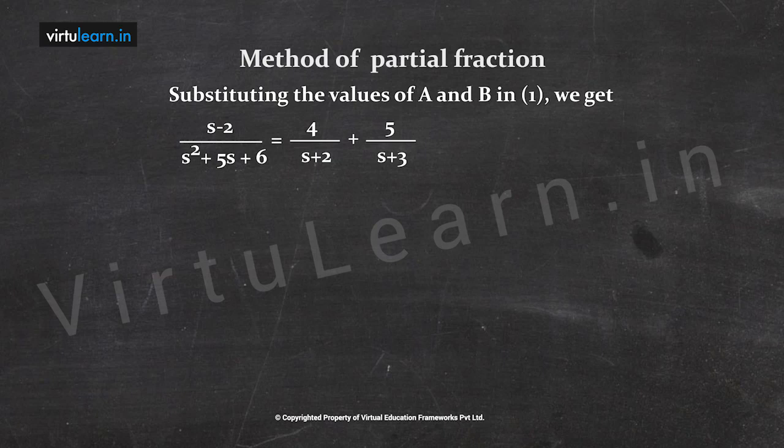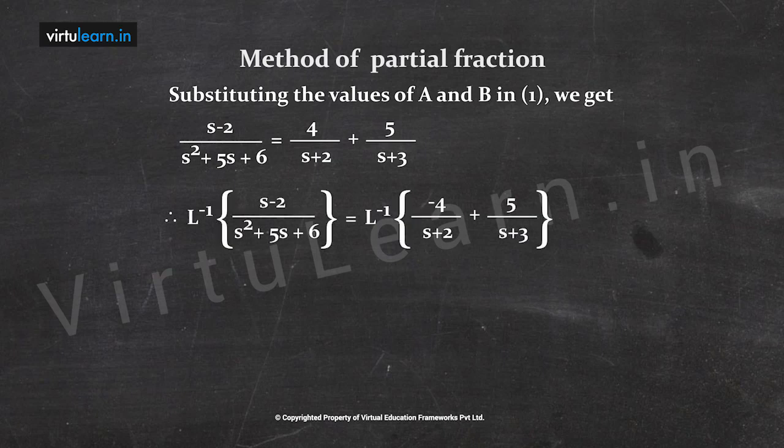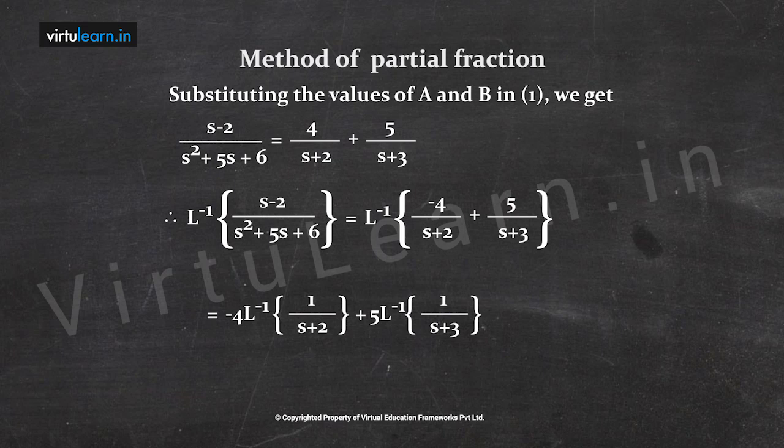Now you apply L inverse. L inverse of (s minus 2) by (s square plus 5s plus 6) equals L inverse of minus 4 by (s plus 2) plus 5 by (s plus 3). Then minus 4 is outside: minus 4 into L inverse of 1 by (s plus 2) plus 5 into L inverse of 1 by (s plus 3). That gives minus 4 into e power minus 2t plus 5 into e power minus 3t. Like this we can solve the problem.